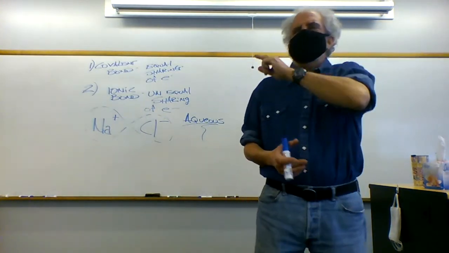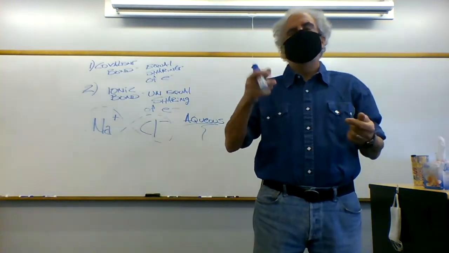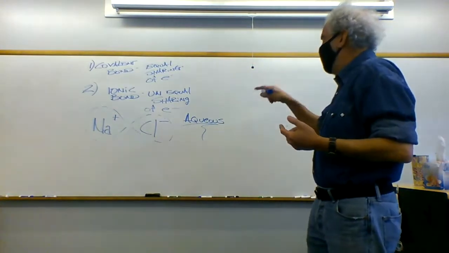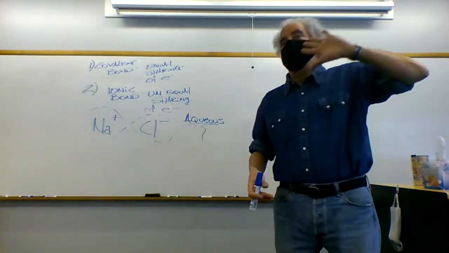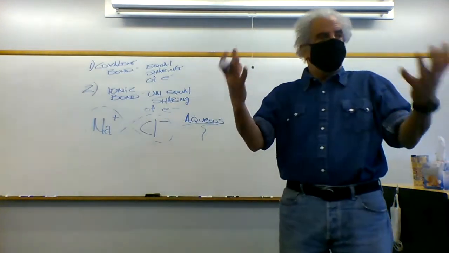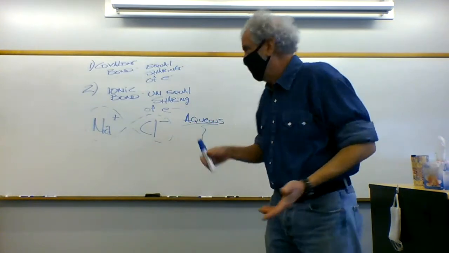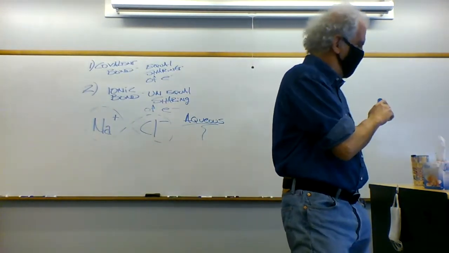The answer is biochemistry is all about the chemistry of molecules in water. In a non-aqueous or a dry environment, an ionic bond is way tougher than a covalent bond. But in an aqueous environment, which is what biochemistry is all about, it is weaker.